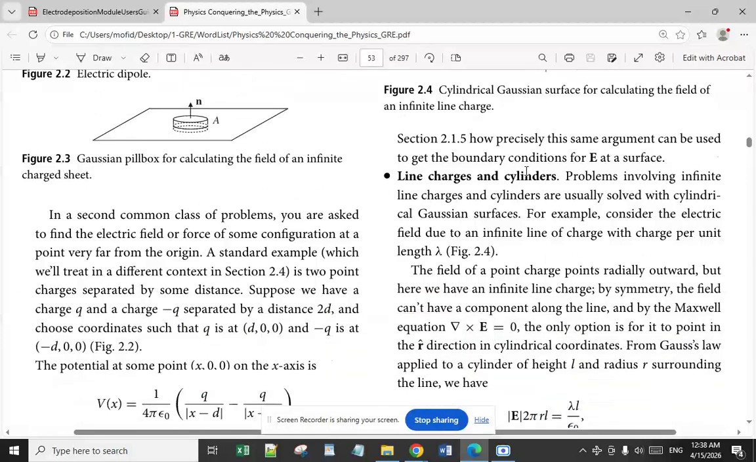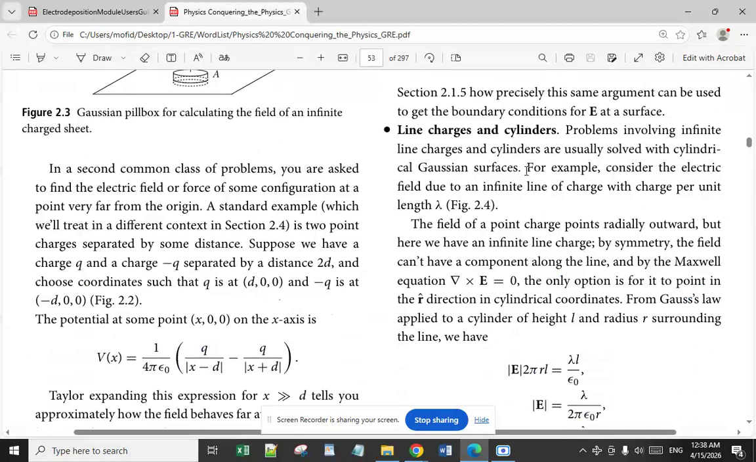Now I'm going to go through the line charge and cylinders. Problems involving infinite line charges and cylinders are usually solved with cylindrical Gaussian surfaces. For example, consider the electric field due to an infinite line of charge with charge per unit length lambda, which is related to figure 2.4.